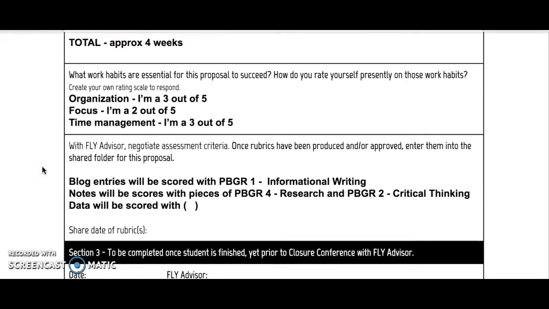And then his assessment criteria that he's negotiated with his teacher is he's going to use our graduation rubric for informational writing for the blog entries. His notes, the teacher's going to kind of combine the research rubric and the critical thinking rubric, because that's essentially what he's doing. And then the data, they can figure out how to score the data or how to score the LAN party. Maybe you use something that the senior project uses to score projects.